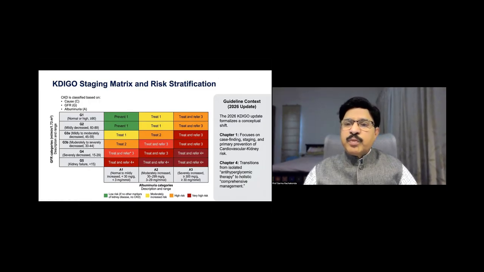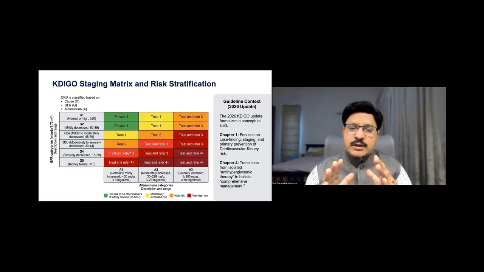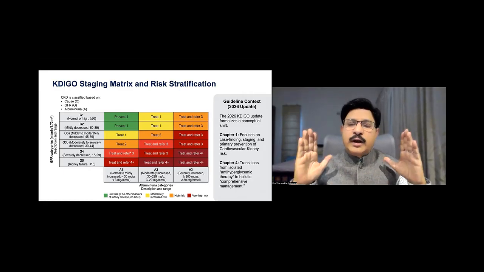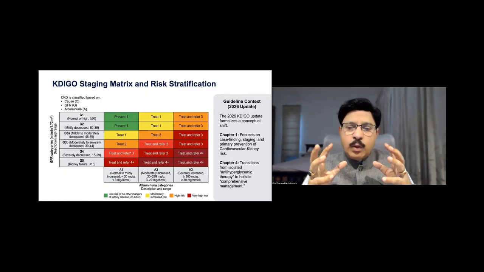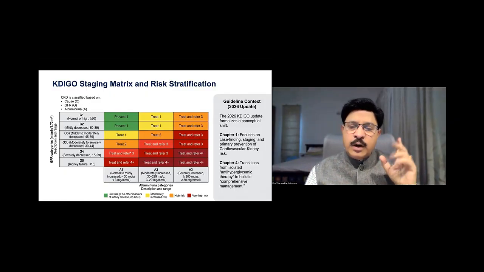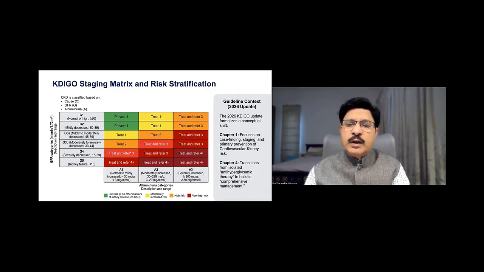Okay, now the 2026 KDIGO update formalizes a conceptual shift. Chapter 1 focuses on case finding, staging, and primary prevention of cardiovascular kidney risk. Chapter 4 transitions from anti-hyperglycemic therapy to holistic comprehensive management. It is just not adequate to control the diabetes. You have to have a holistic comprehensive management to prevent progression into chronic disease and worsening down the line.